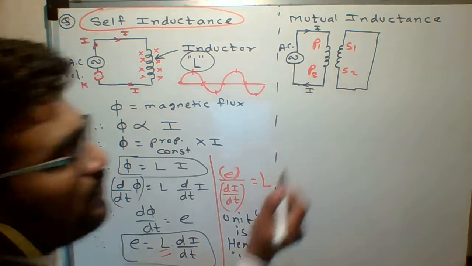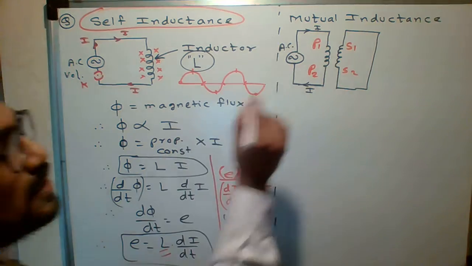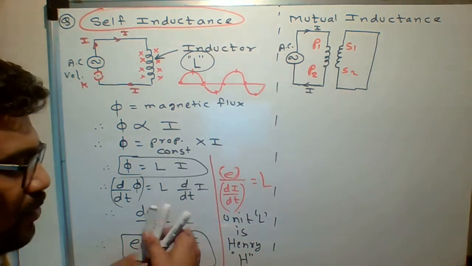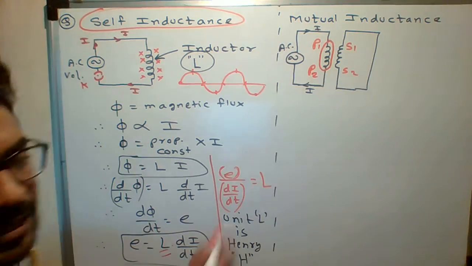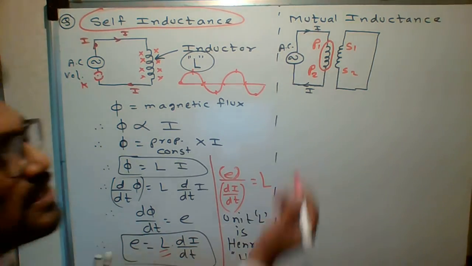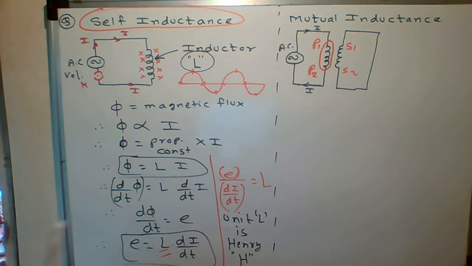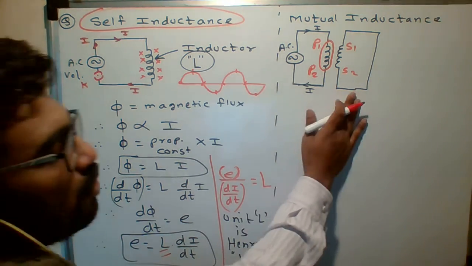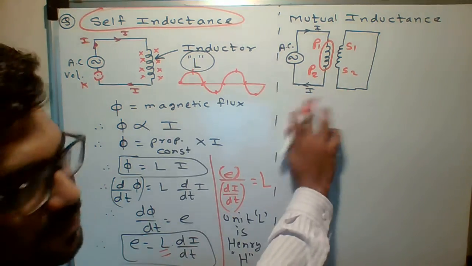Now students, what will happen? Current is flowing through the primary coil. Due to current, a magnetic field will be produced here. And this magnetic field will be cut by which coil? The secondary coil. That means there is mutual attachment of this coil with the primary coil. There is no direct contact.